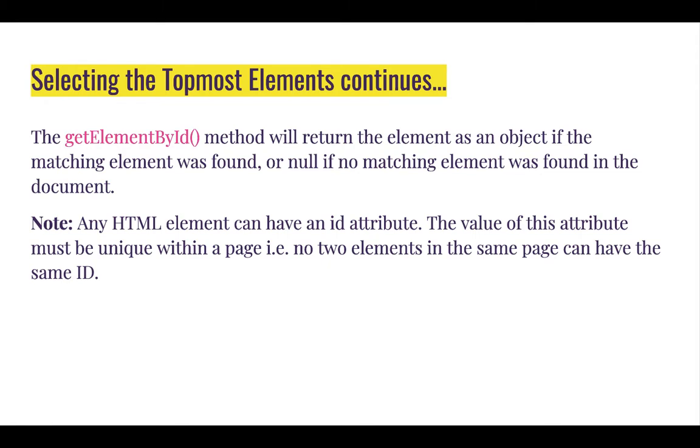The getElementById method will return the element as an object if the matching element was found, or it will return null if the matching element was not found in the document. Note: any element can have an ID attribute, but the value of this attribute must be unique within a page. That means no two elements should have the same ID on the same page.